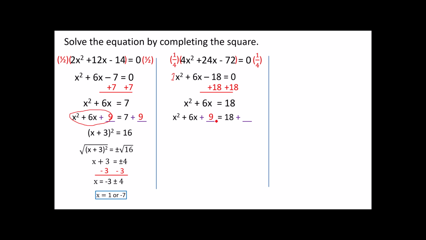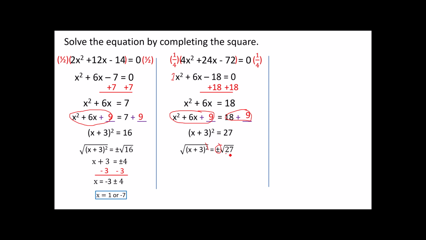If I'm going to add 9 to the left, I also have to add a 9 to the right. Property of equality says I can do whatever I want, but I got to do it on both sides. I'm then going to factor this left side and then simplify this right side. This is x plus 3 squared equals 27. Square root both sides. Remember, squares and square roots undo each other. Don't forget your plus minus sign.